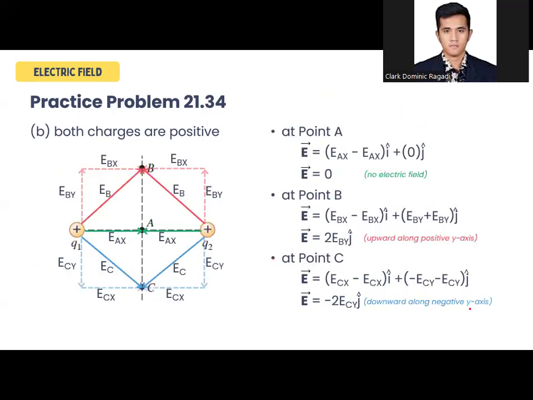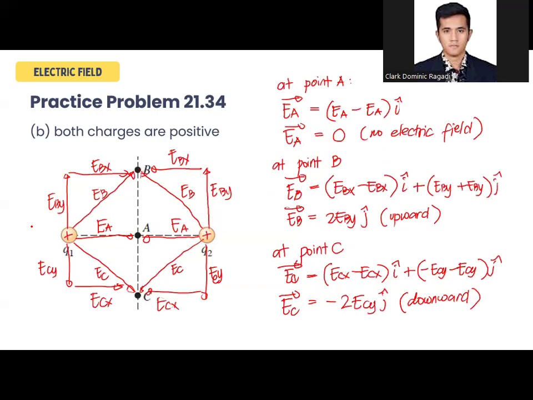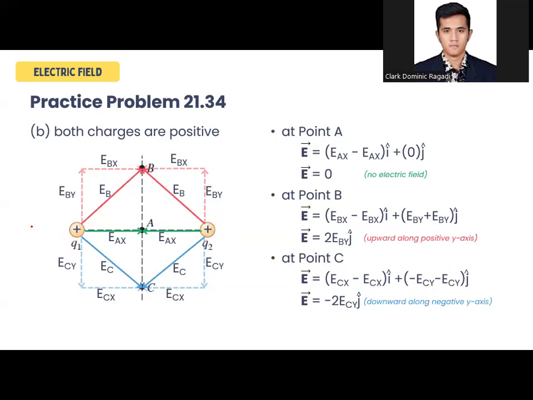Next, last. So here's the clear version of that solution. Again, when both charges are positive, at point A there is no electric field. At point B, the direction is upward. And then at point C, it is downward. So, upward and downward.